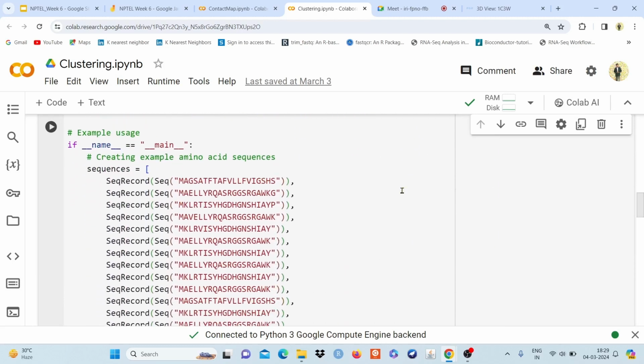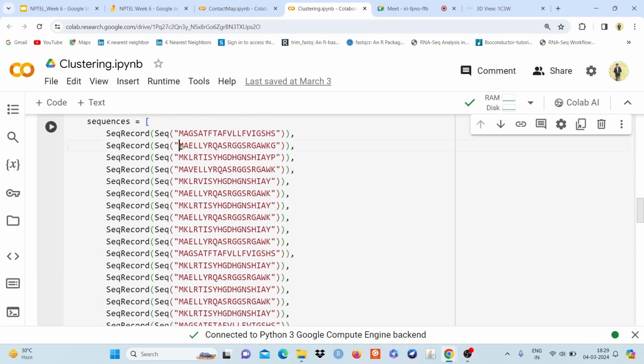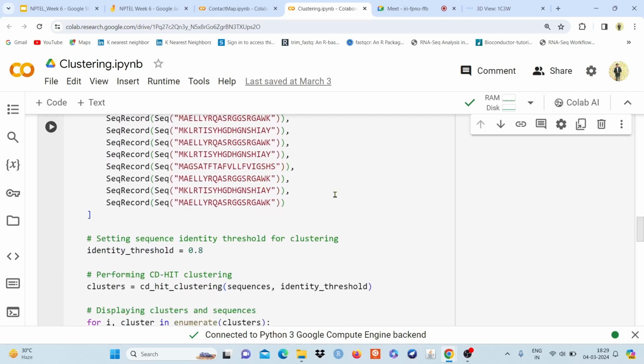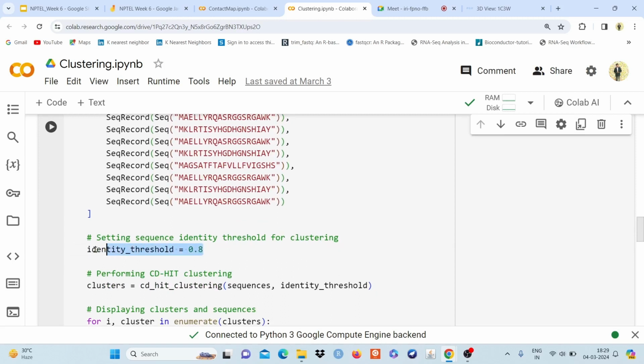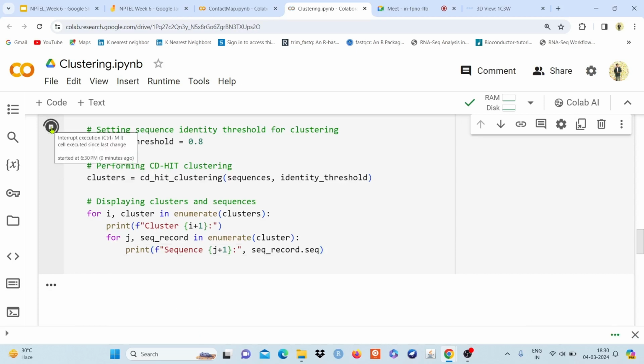So here I have given a set of sequences, some of them are similar to each other and some of them are not. Similarly, I have given 20 sequences as input and I have defined the identity threshold of 0.8 and I perform clustering. So when I run this cell, let's see what will be the output.